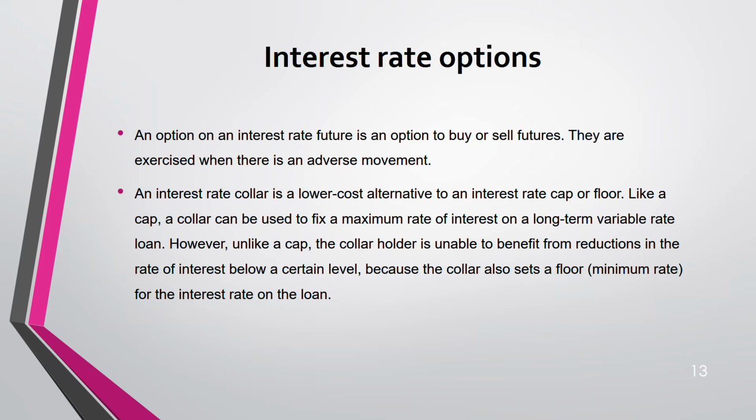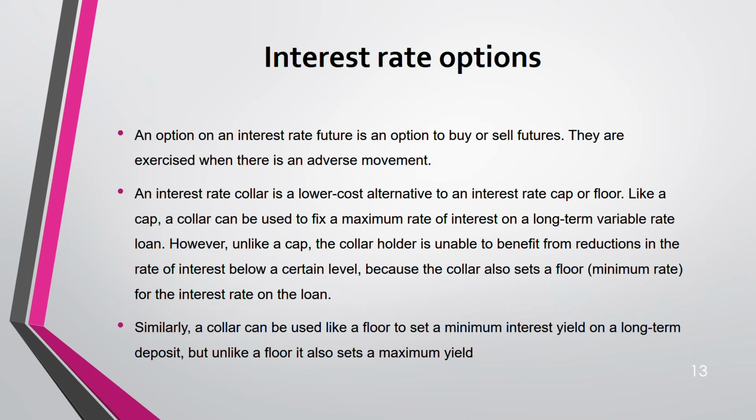Makes sense, right? Higher the advantage, higher the benefit you can take, more the premium. That's why caps are more expensive than collar. Floors are more expensive than collar. Similarly, a collar can be used like a floor also. Like in the floor, you set a minimum level. Floor also does that, but because it sets a maximum yield also, that means beyond that yield, you cannot take advantage. For the depositor, this is a disadvantage.